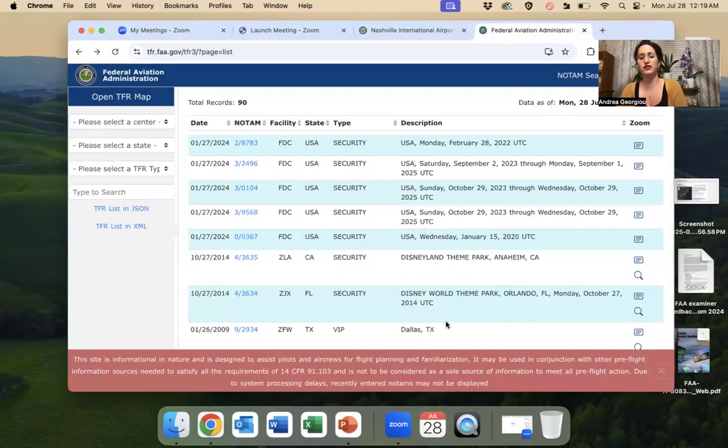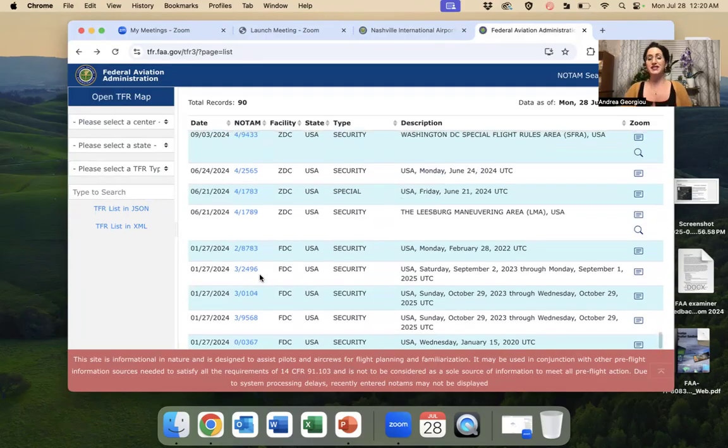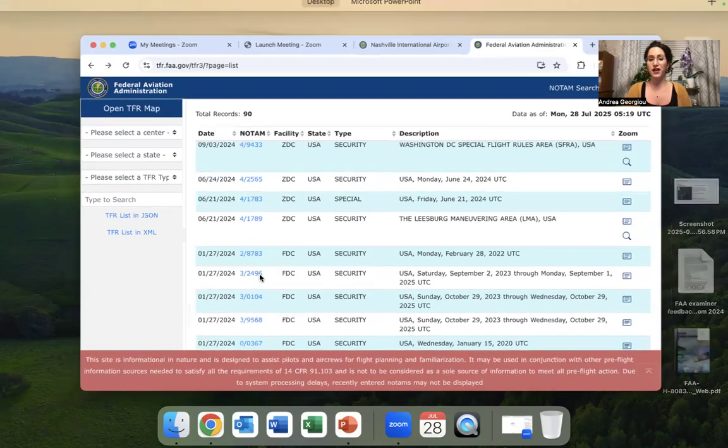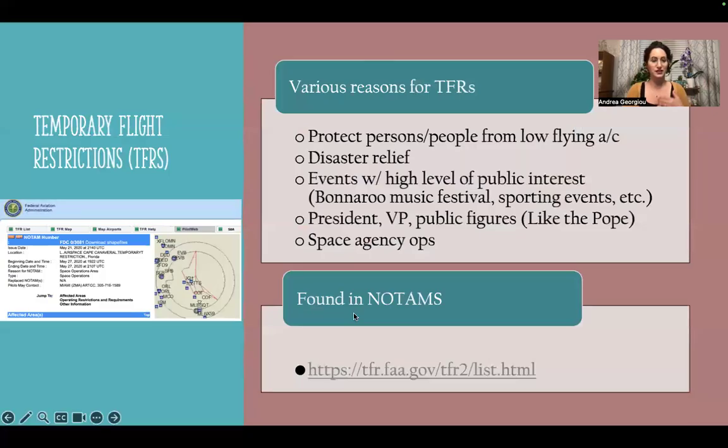Yeah, there you go. And there's the former President Bush house I was talking about. And Disneyland, Disney World, which are not really temporary. They're actually always in place. They've been in place since 2014. But you can still get permission to fly through a temporary flight restriction. Just like anything else, you have to get permission ahead of time. Otherwise, you're not allowed to fly through them.